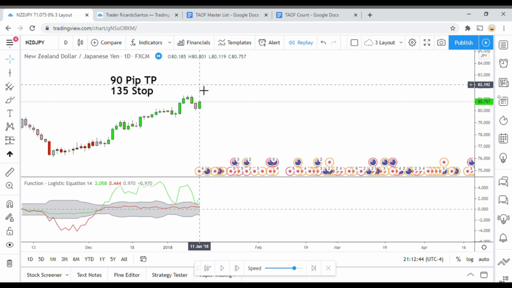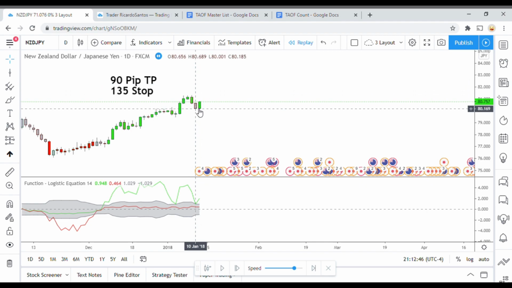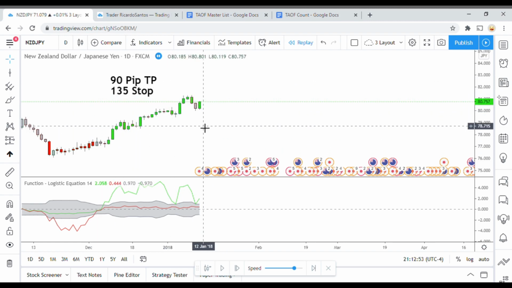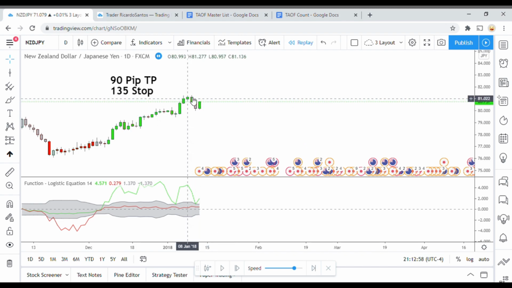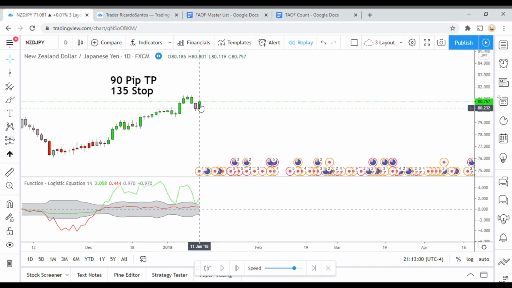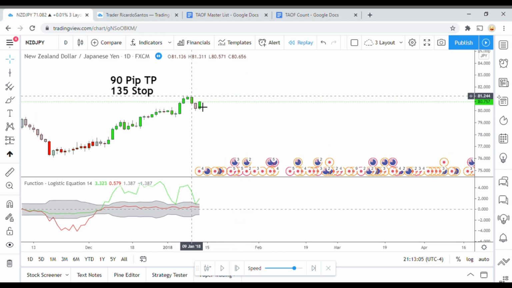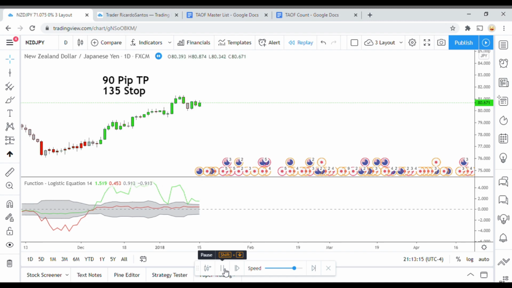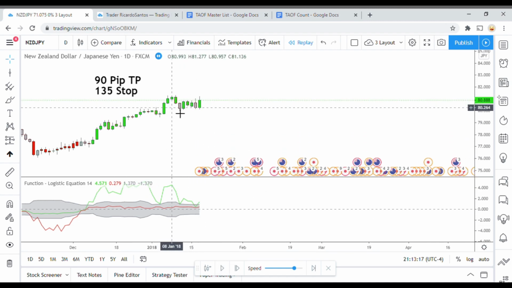And so we did get a long signal taking place right here. It is super late in this trend, and so I have a feeling we might possibly start to see a little bit of a pullback in this move. Of course, there's nothing set in stone at this point to say that's a guarantee. And so we'll play it forward just a little bit here and see what happens.